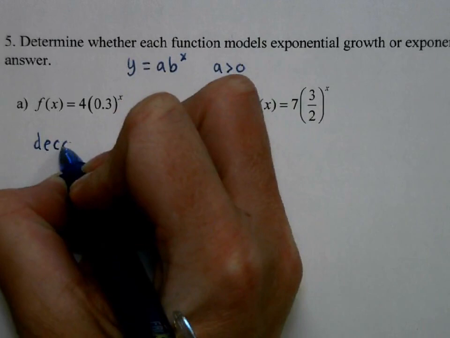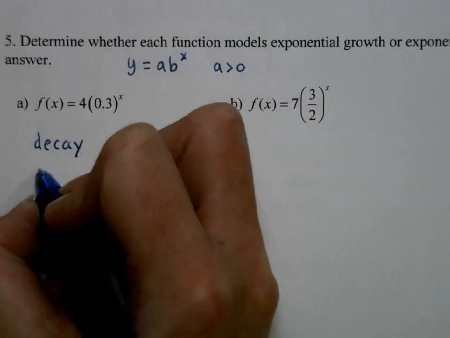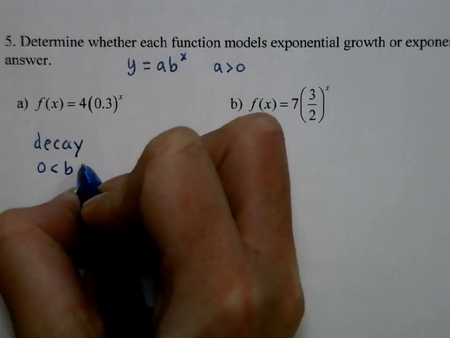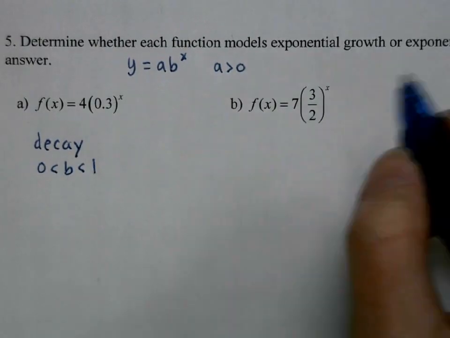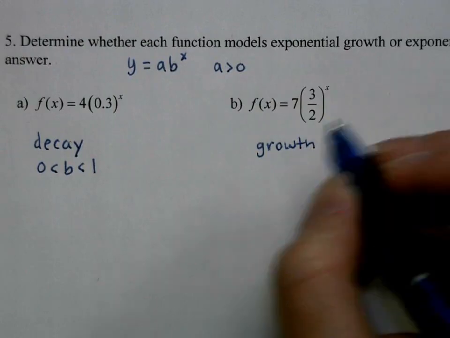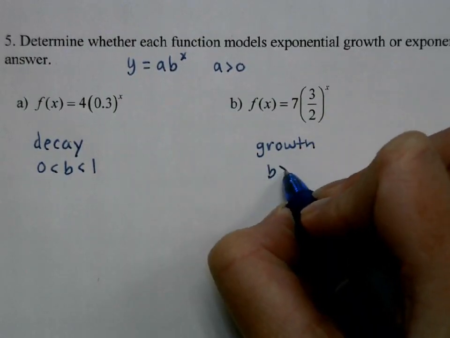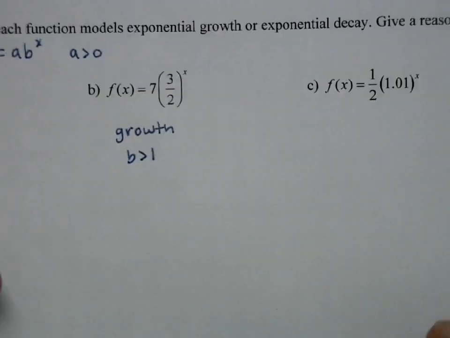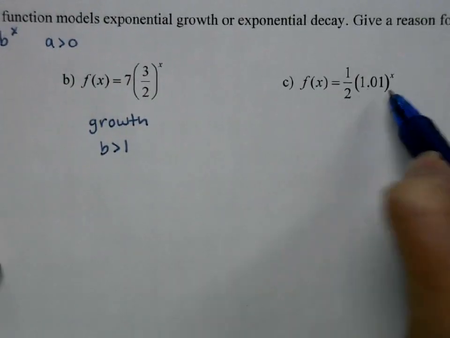because my b is between 0 and 1. Here my function is growth, exponential growth, because that b is greater than 1. And I've got one more, 1.01 is bigger than 1, so this is going to be growth as well.